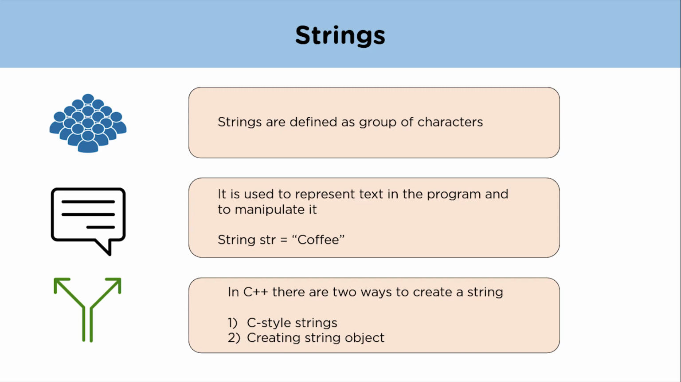In C++, there are two ways to create a string. First is C-style strings. In C-style strings, a collection of characters is stored in the form of arrays. They are basically arrays of type character. The second way is using string objects. We can create a string object to hold a string. They are implemented in the standard library, which we must include in the program using #include.